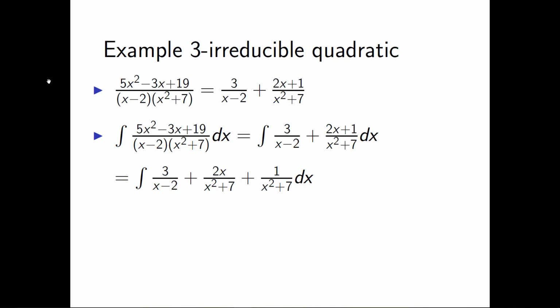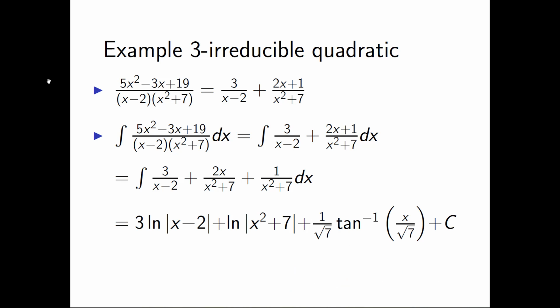Hopefully you recognize this is again going to be some kind of natural log. This is also going to be a natural log. We still have that the numerator is a derivative of the denominator. This piece is going to be an arctan, which hopefully you recognize, you can look up in the tables. And so we get 3 natural log of (x − 2) plus log of (x squared + 7), and then we get 1 over root 7 arctan of (x over root 7) plus C. And so that's how we do an irreducible quadratic.